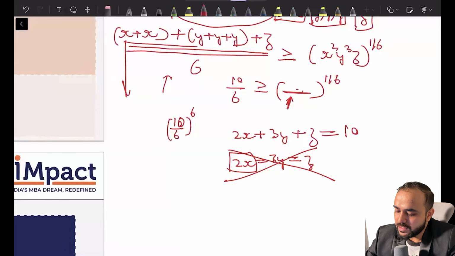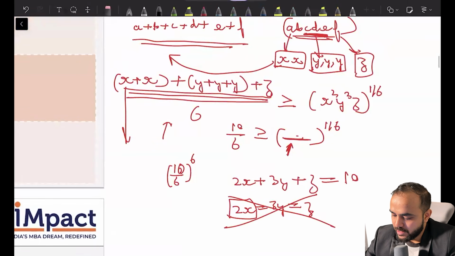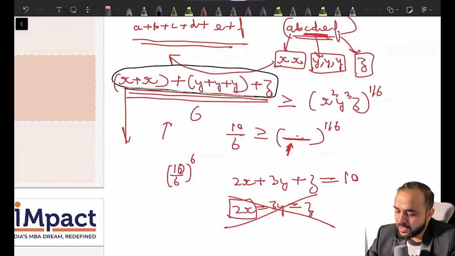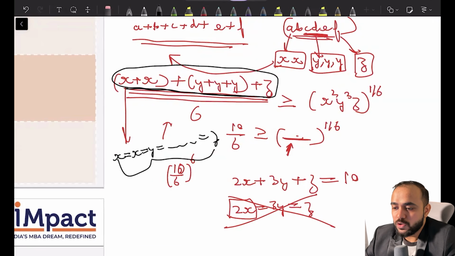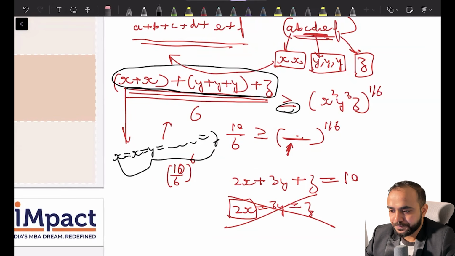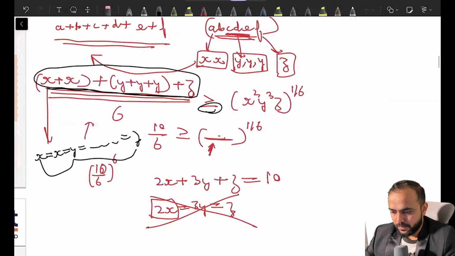So these six terms that are written here have to be individually equal to each other. So you will write x is equal to x is equal to y is equal to y is equal to y is equal to z. So x is equal to y is equal to z is when this particular equality will be respected. Clear so far? The method, in case they ask you for a linear inequality like this.